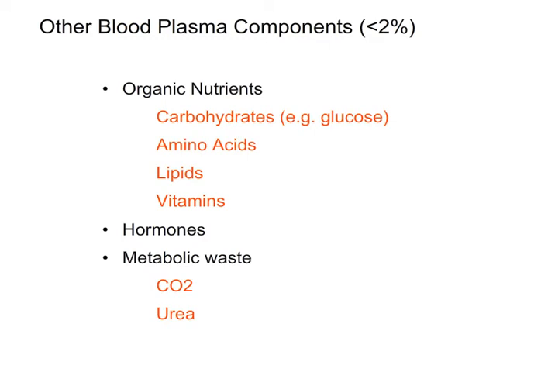So one job of the blood is to transmit the urea and other nitrogenous wastes to the kidneys, where it can be excreted from the body.